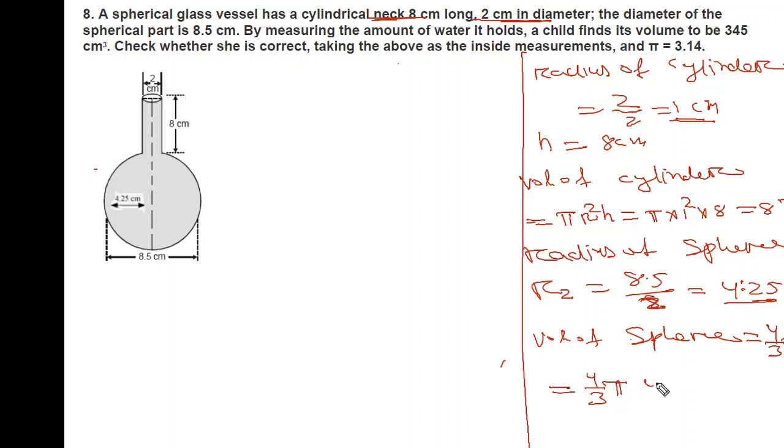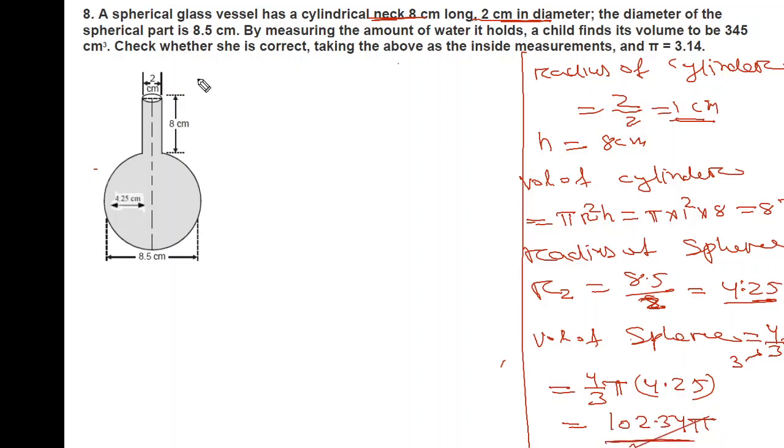cube. Okay, it will be equal to, we'll find it. It will be 102.34 pi. So you have to multiply it, 102.34 pi.